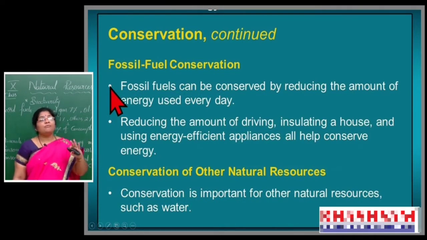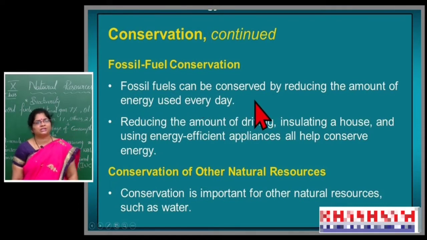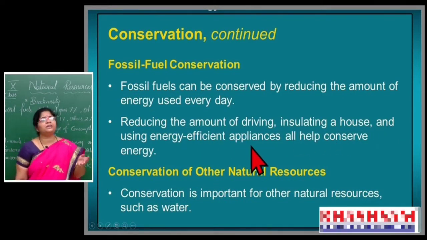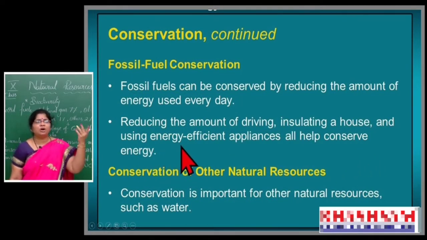So that's why we need to conserve fossil fuels. We need to think about alternative methods to these fossil fuels. They are conserved by reducing the amount of energy used every day. So how much we are utilizing, we will try to reduce the usage. Reducing the amount of driving, insulating a house and using energy efficient appliances all help conserve energy. Unnecessarily we switch on different kinds of devices in our house. Those will consume a lot of electricity.